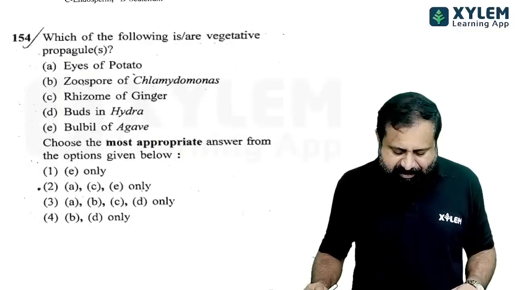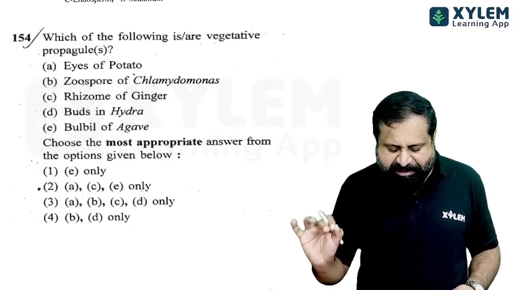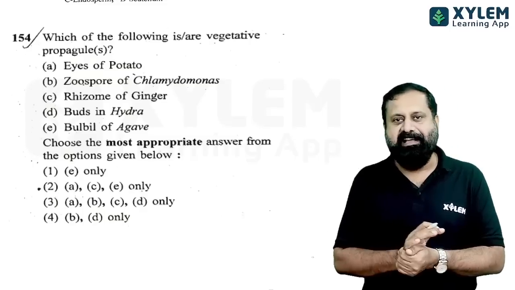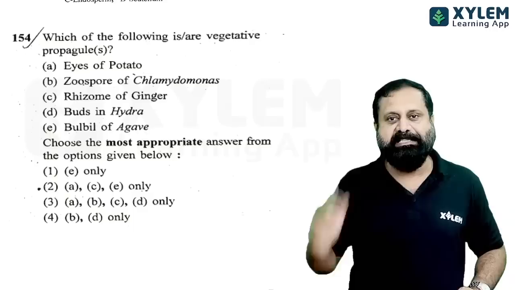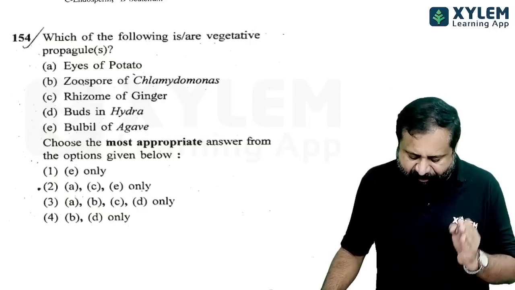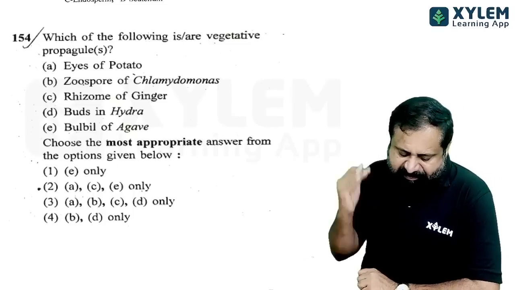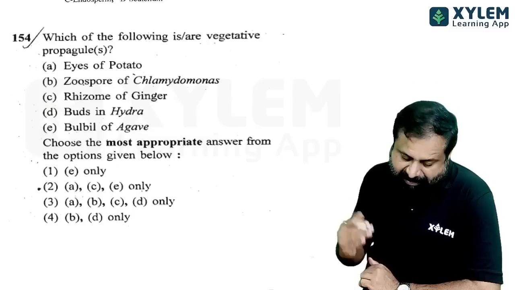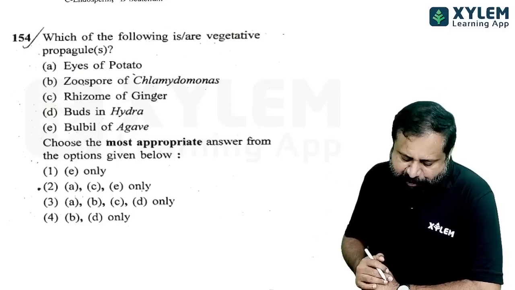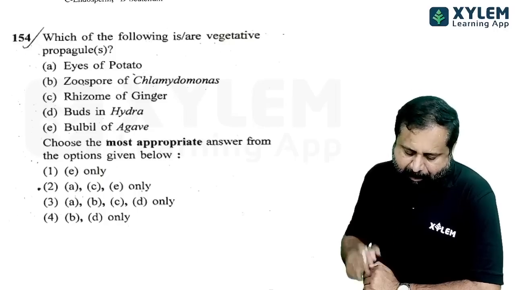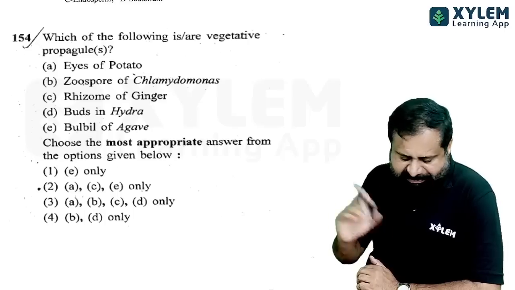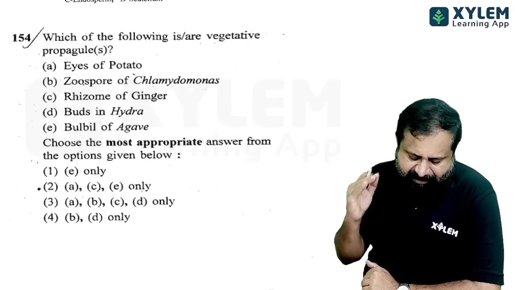And 154. Which of the following is or are vegetative propagules? You studied vegetative reproduction in one chapter in your second year, reproduction in organisms. Eyes of potato, it is vegetative. Zoospore of Chlamydomonas. Actually, it is asexual, not vegetative. See, rhizome of ginger, yes, it is vegetative. Buds in hydra. Hydra is an animal. It is an asexual structure, not vegetative. Bulbil of agave, that is vegetative.